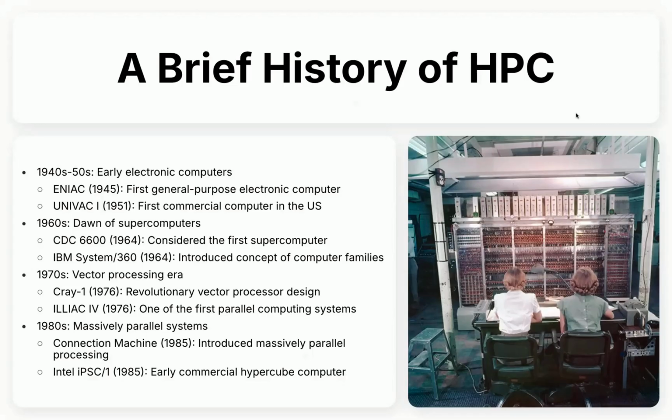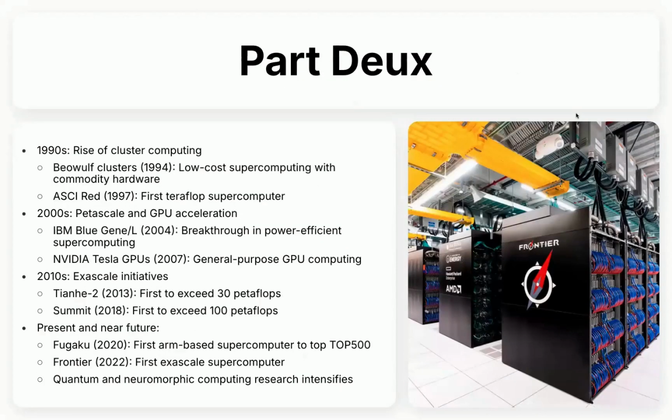So the dawn of supercomputers began in the 1960s with IBM and CDC 6600. Beyond that, in the 1970s, the idea of vector processing really took off with the Cray and ILLIAC IV. So vector processing relies on the idea of utilizing a vector of data that you're applying the process to at one time. So this is kind of like a batch operation. In the 1980s, we have massively parallel systems, such as the Connection Machine in 1985, which introduced massively parallel processing, and the Intel iPSC/1, which was an early commercial hypercube computer.